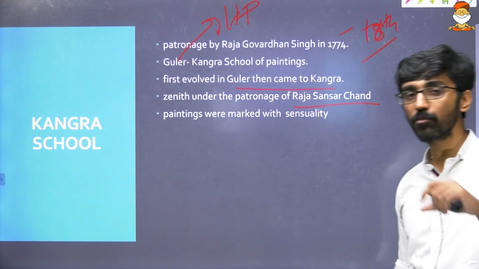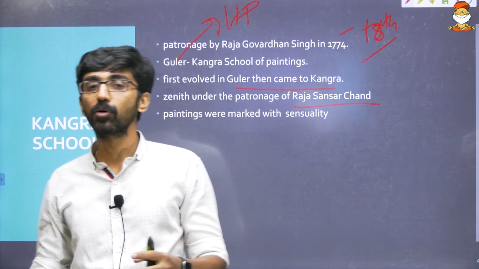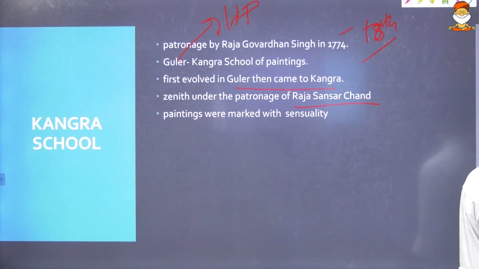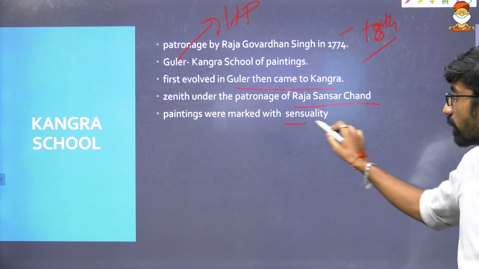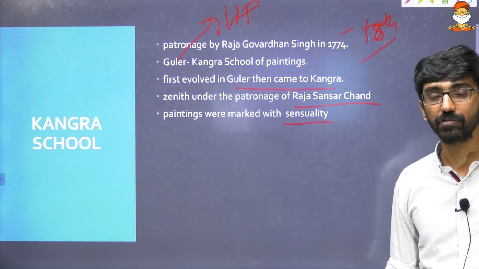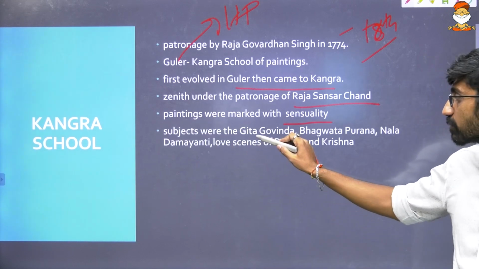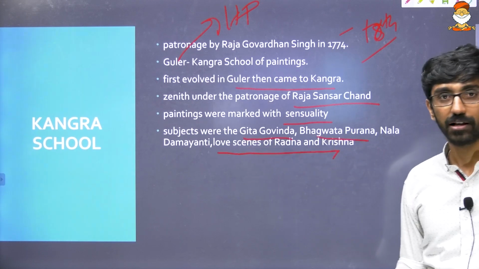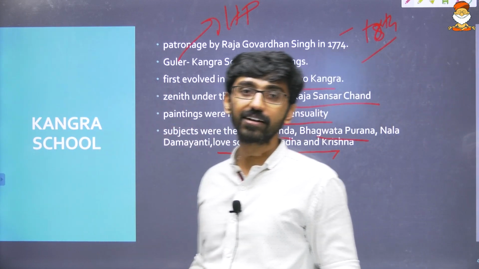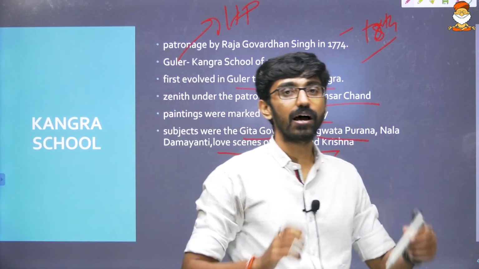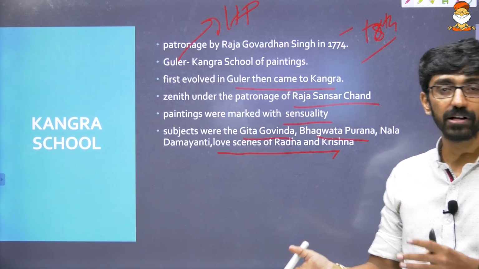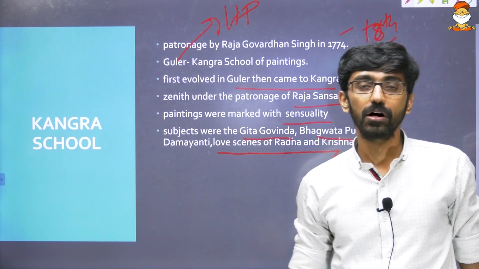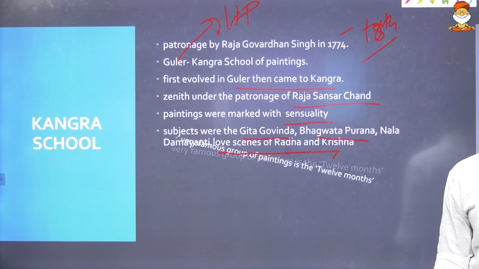Initially the Mughal paintings were becoming famous. When the Mughals declined, the painters scattered, and that led to the development of the regional schools of art, marked with sensuality, that is romance. Paintings with sensuality. Then again, subjects from Gita Govinda, Bhagavata Purana, Nala Damayanti, love scenes of Radha and Krishna. So again, look at one common theme of all these: the amorous relationship between Krishna and Radha expressed in these paintings. That is a common theme. So you have to look for those common themes in all these paintings too.